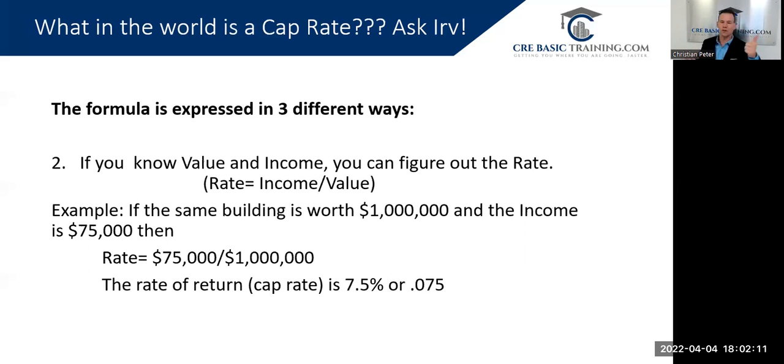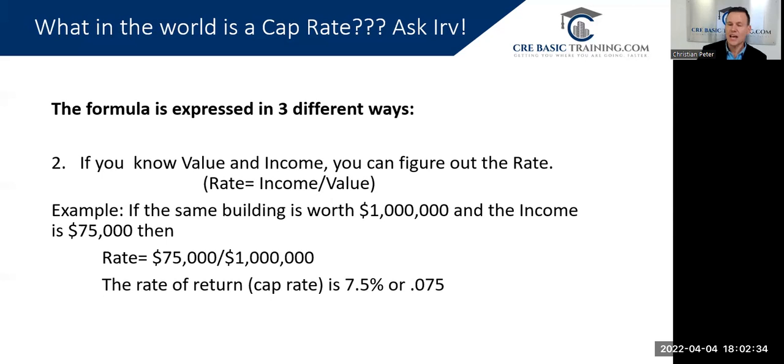Now, here's what's super cool, right? When you know the value and the income, these are 2 things that are given, right? You can figure out the rate. Okay. So for instance, the same building is worth $1 million and the income is 75,000, then 75,000 divided by $1 million is going to give you a 7.5% rate of return, right? So you know the value and you know the income, you can figure out the rate.